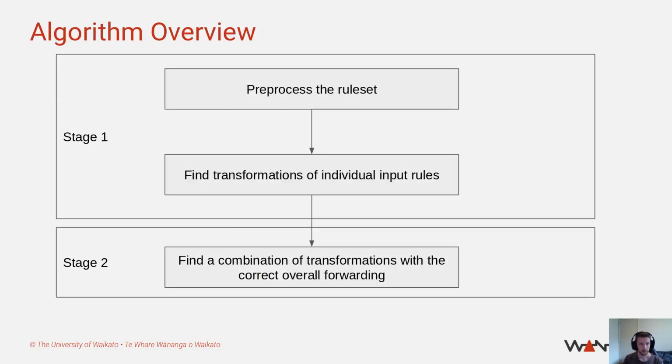So we've divided this problem up into two stages. The first stage is to find transformations of the individual input rules. And then the second stage is to find a combination of those transformations that has the correct overall forwarding. But first we'll start with the pre-processing that we do to the rule set.